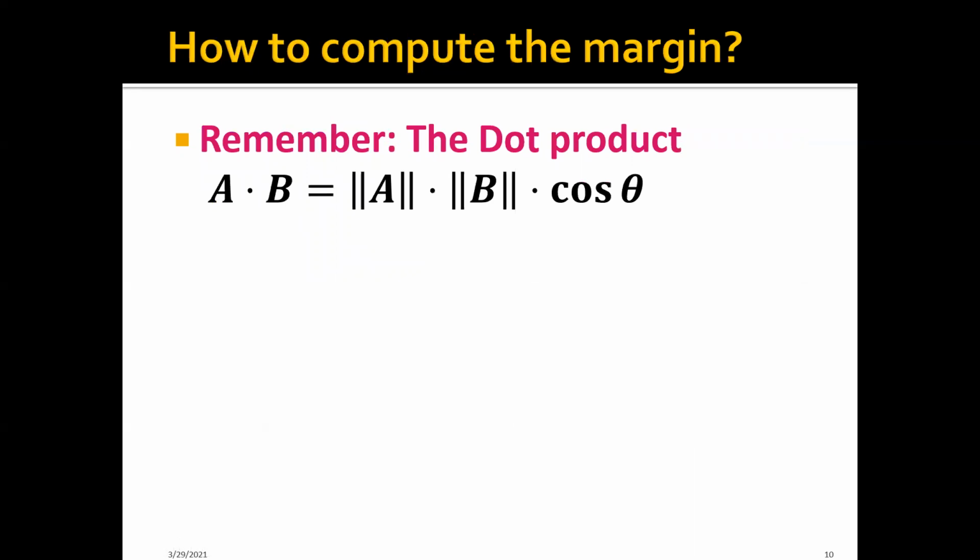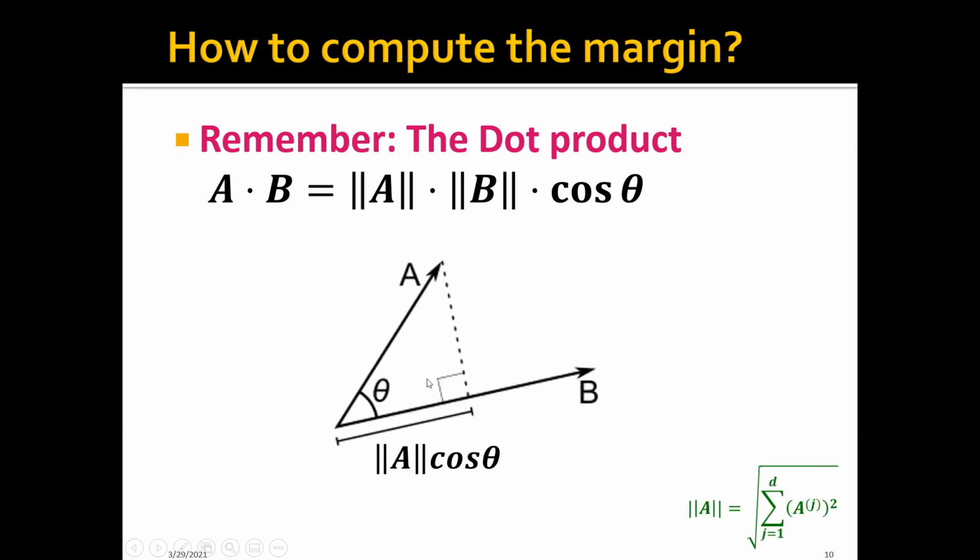The next question is, how do we compute or express the margin given all the data points and the decision boundary expressed by W and b? Before doing that, let's remember something from basic linear algebra. The dot product of two vectors A and B is equal to the length of A times the length of B times cosine theta, where theta is the angle between these two vectors. This can be seen in this figure.